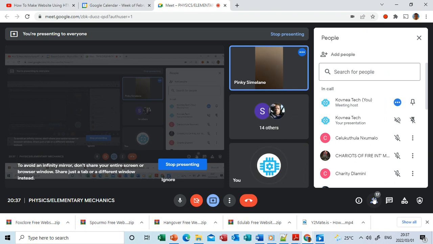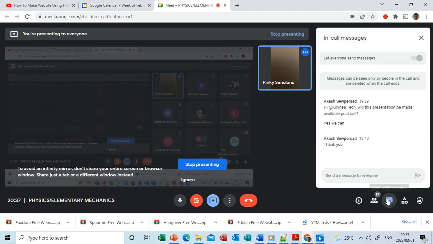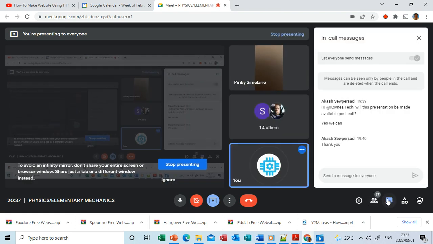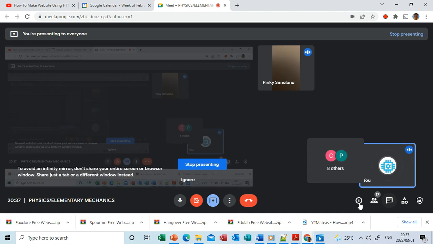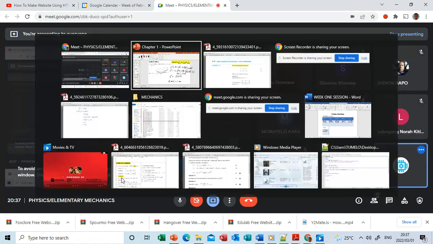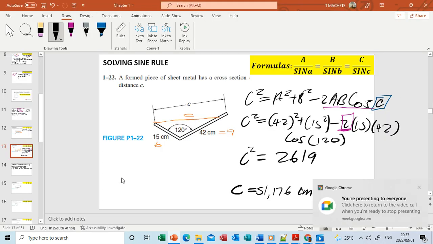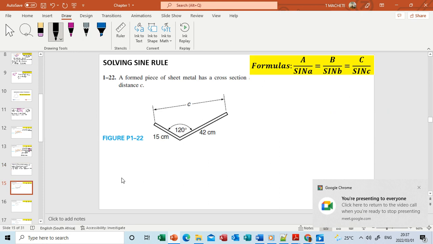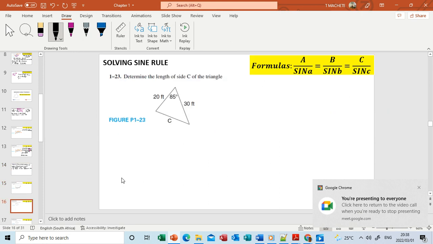Any question? No message. Okay. Sharp. There's no message. We are sorted. Let's move. Let's move. We're gonna do that one. But this one I was just duplicating it. It's not a problem.